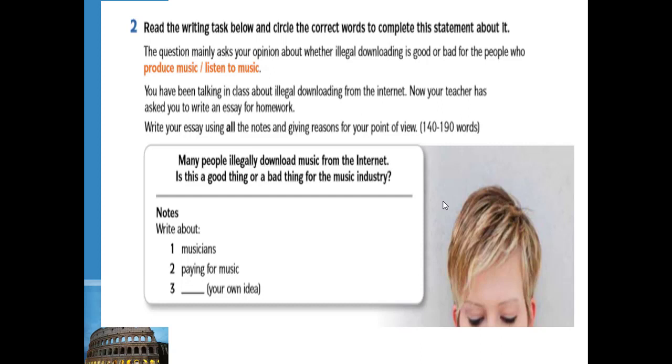Many people illegally download music from the internet. Is this a good thing or a bad thing for the music industry? The notes are: write about, first, musicians, 2, paying for music, and number 3 is your own idea. So what do you say about illegal downloading? Is it a good or bad thing for the music industry? You may share your views later with me.